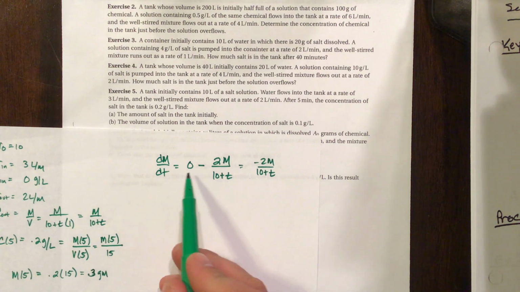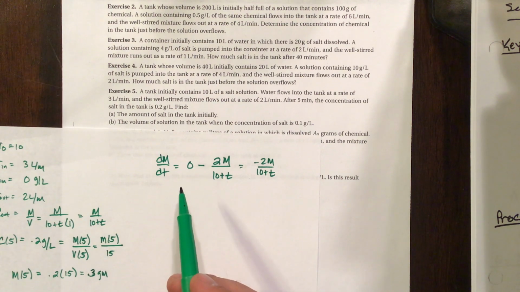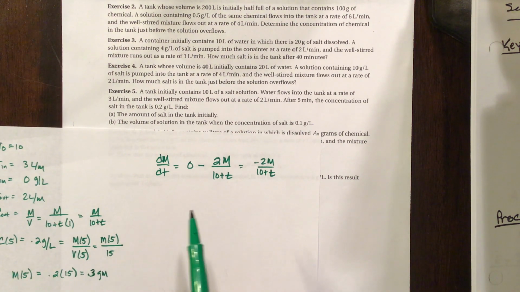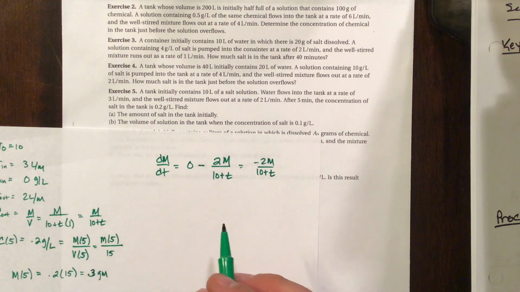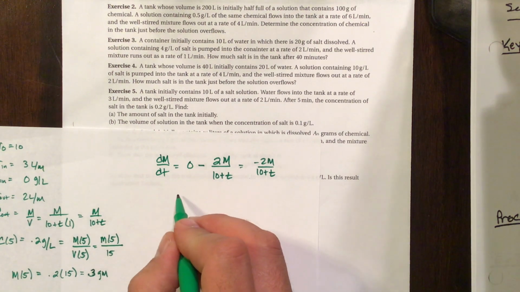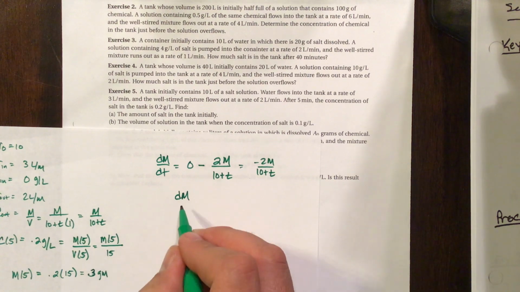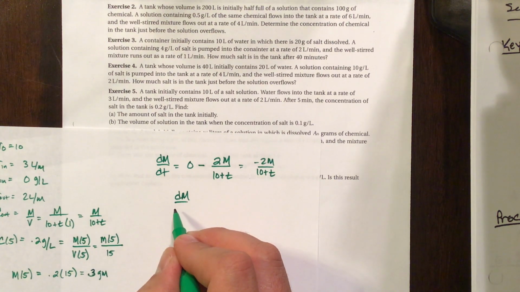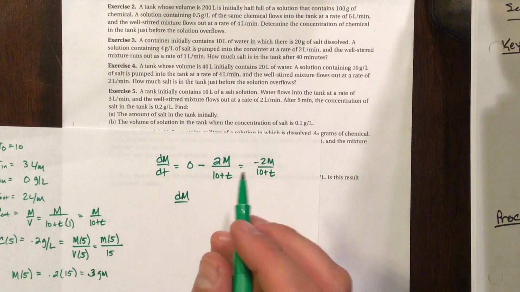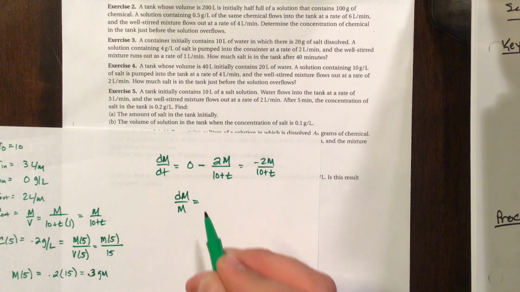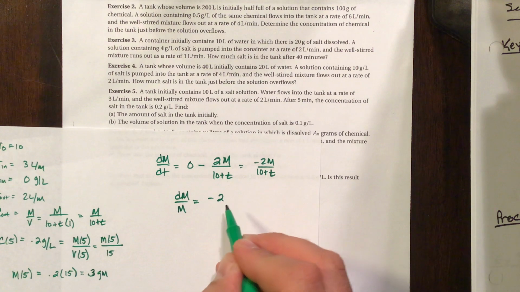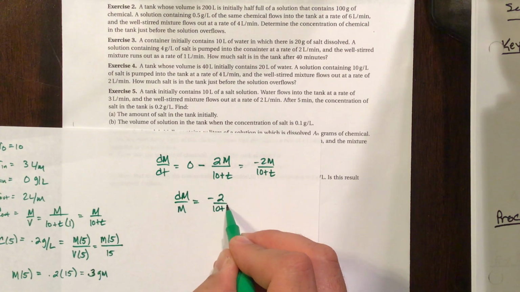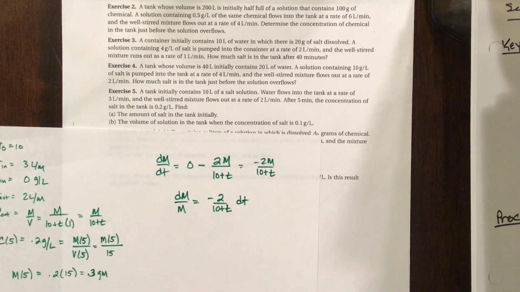Because this term here is 0 and it's not a non-zero term, I don't think we need to use the integrating factor to solve it. Okay, instead, separation of variables might work. We can say this is dm over 2m. In fact, we don't even need to bring the 2 over. We can say this is dm over m equals negative 2 over 10 plus t dt. That looks right.